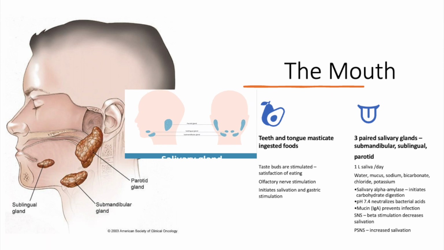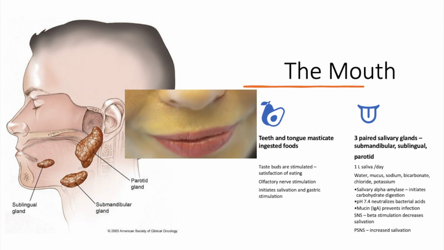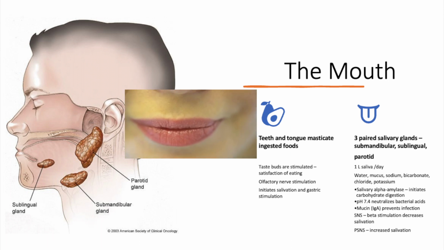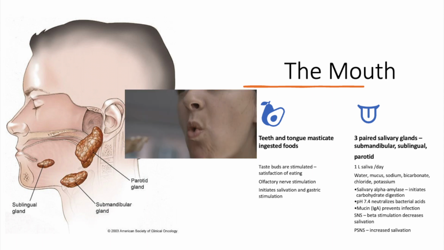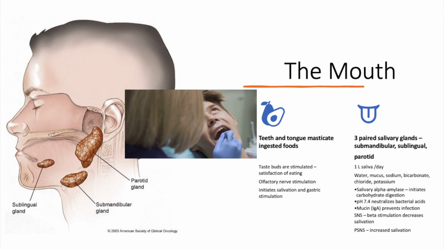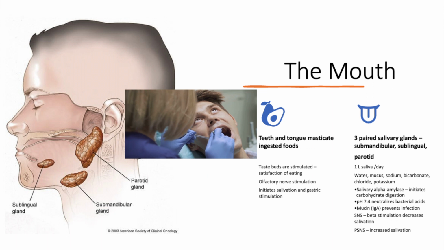3 paired salivary glands are found in proximity to the oral cavity. The submandibular, sublingual, and parotid glands produce about 1 liter of saliva a day. Saliva is mostly water, but also is composed of mucus, sodium, bicarbonate, chloride, potassium, and salivary alpha amylase. This helps initiate carbohydrate digestion in the mouth and stomach. With a pH of 7.4, saliva helps neutralize bacterial acids and serves as an immune system adjunct via mucin, or IgA antibody, which reduces rates of infection.